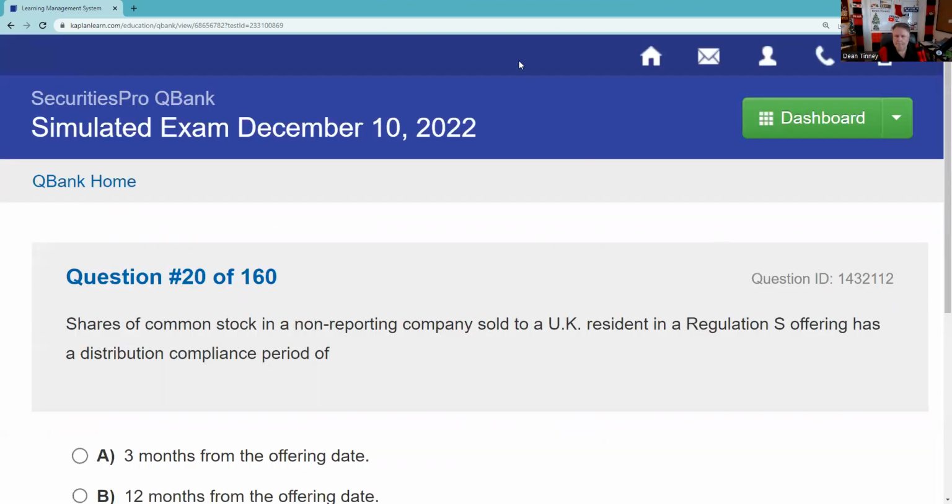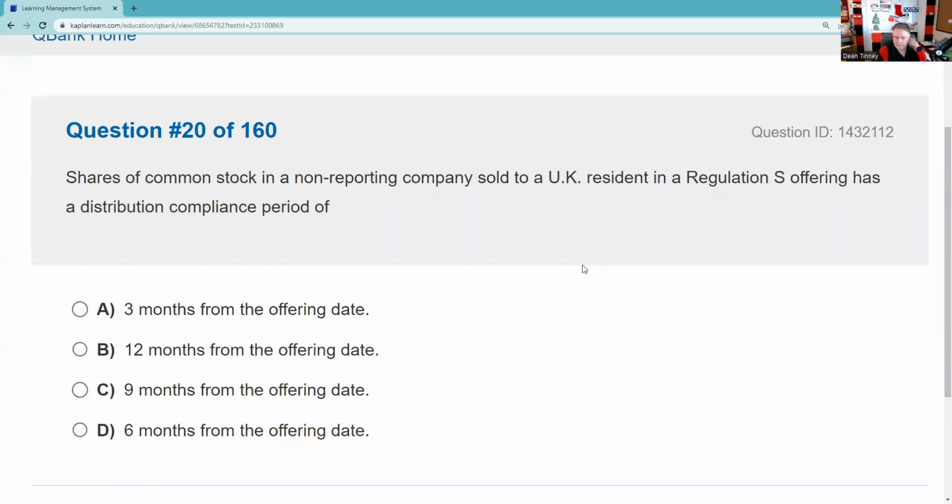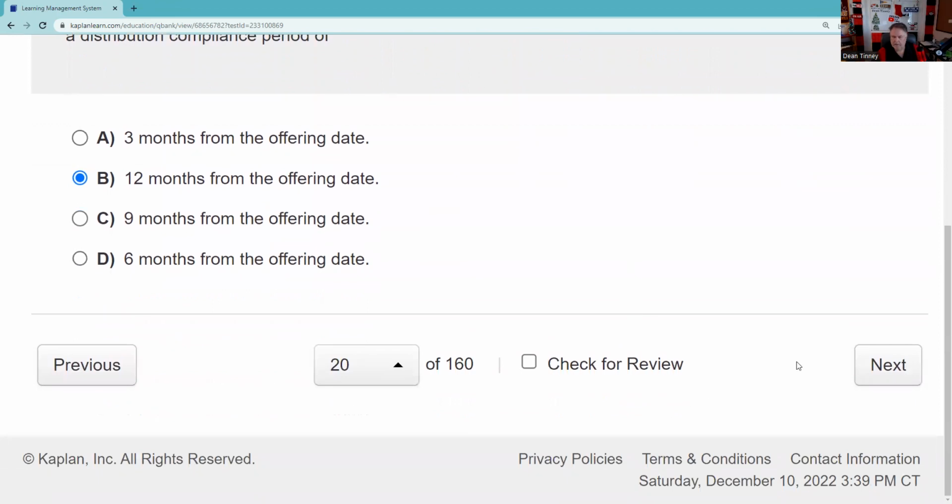Question 20. Shares of common stock in a non-reporting company. That's key to answering this question. A non-reporting company means it's not filing three 10-Qs and a 10-K, the annual report, with the SEC. That's what reporting means. So non-reporting is important. Sold to a UK buyer under Reg S. Reg S is a domestic US issuer selling offshore. The distribution compliance period is 12 months. Now, if this had been a reporting company, it would be 6 months. So, RTFQ, make sure you read the full question, right? The reason this is not 6 is because it says non-reporting company. Question 21.